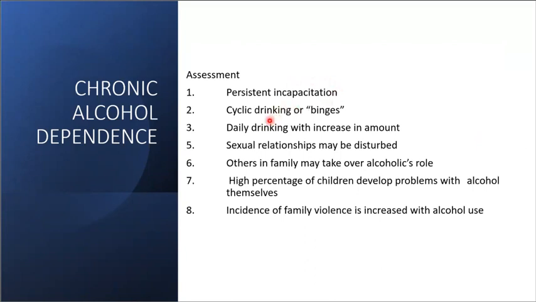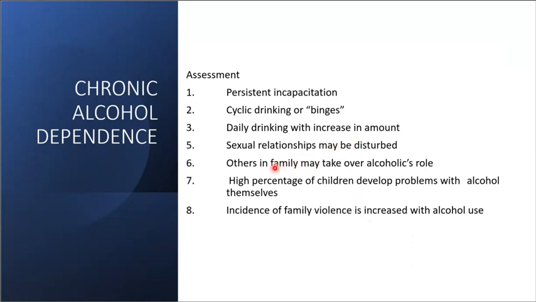We're also going to see cyclic drinking or binges. You see this excessive indulgence in an activity, especially the drinking part. So you're going to see binges or cyclic drinking. There's going to be daily drinking with increase in amounts. There's also a potential for chronic central nervous system disorder. We'll look at that in the next slide, for those potential CNS disorders as a result of the chronic alcohol dependence. Sexual relationships may be disturbed.